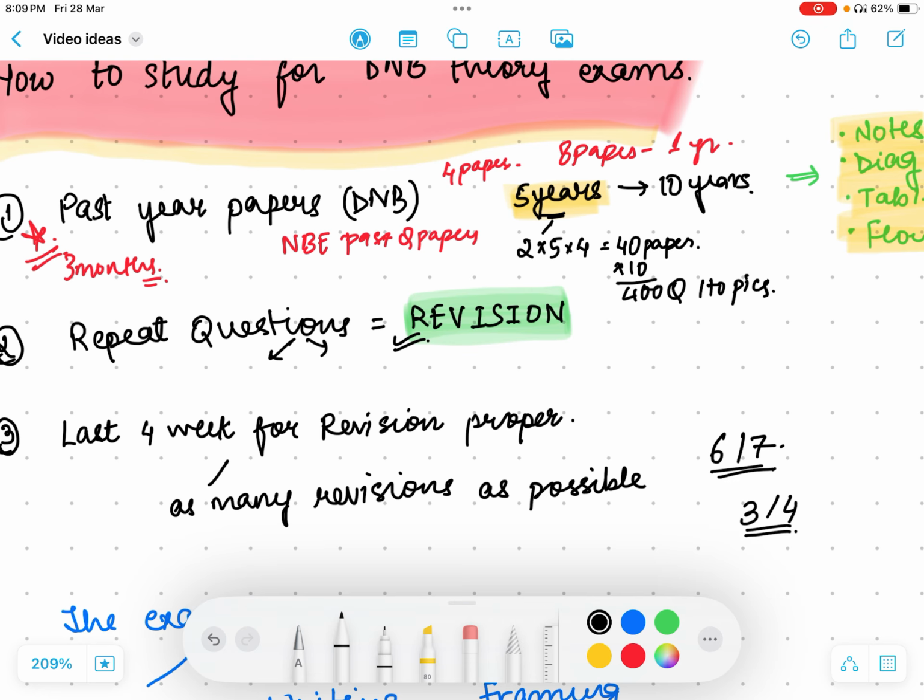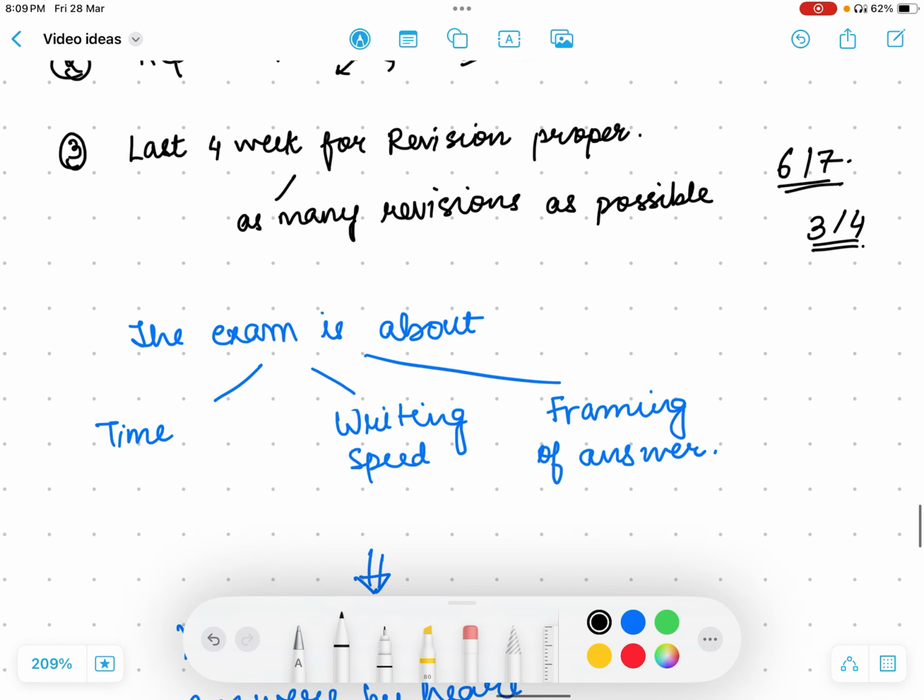Because if you have compiled your answers and not been able to write it in the paper, then what is the use of it, right? So make sure 3 or 4 revisions are a must, with diagrams, with flowcharts, with tables. And diagrams, make sure you color them, right?